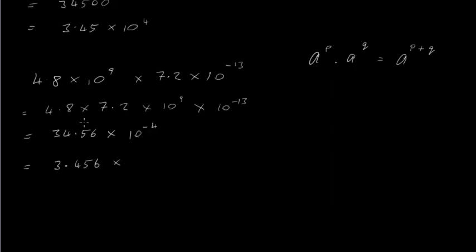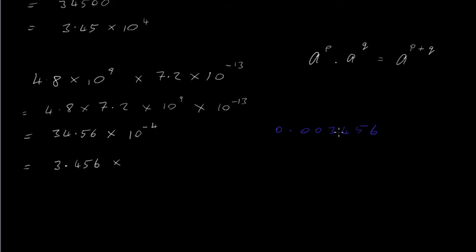Now what happens here? Well, if you were to convert this into normal format, what you would end up with is 0.003456. So the decimal point was here, multiplied by 10 to the power of minus 4. So move it to the left 4 places: 1, 2, 3, 4. Now what did we do? We took the decimal point and put it between the 3 and the 4. So we put it here.